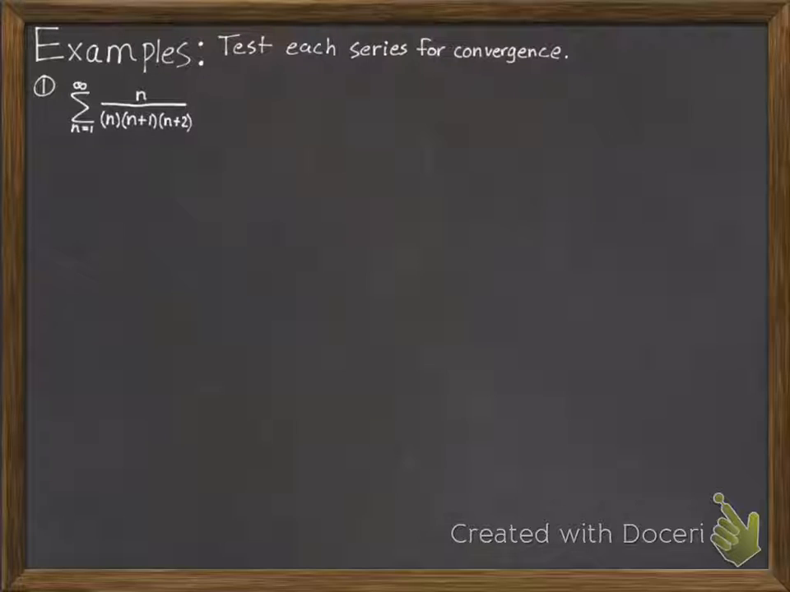Okay, I'm going to think about taking the limit as n goes to infinity. This one's pretty easy. I can actually cancel out that n on top with one of the n's on the bottom. Okay, so now I've got 1 over n plus 1 times n plus 2. And at infinity, that's going to behave like 1 over n squared. Okay. Of particular interest is the fact that this is less than 1 over n squared. Okay, the denominator is bigger. That makes the fraction smaller.